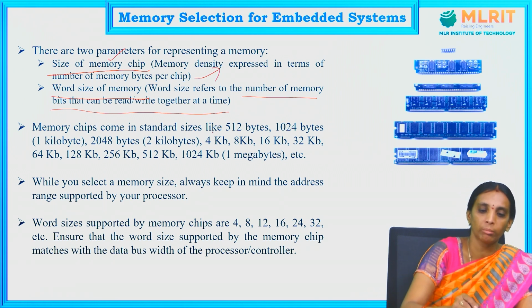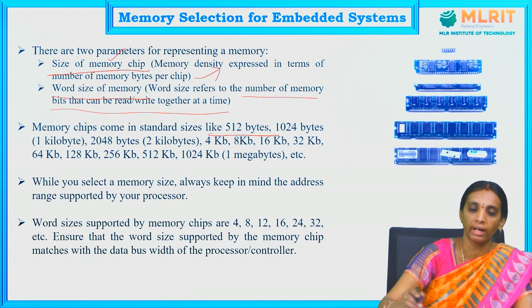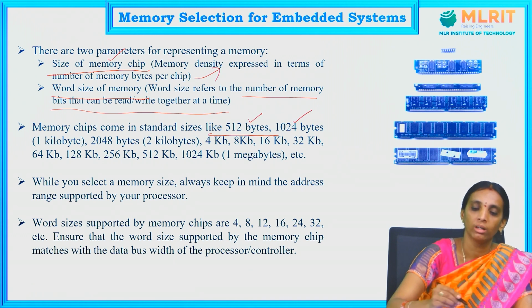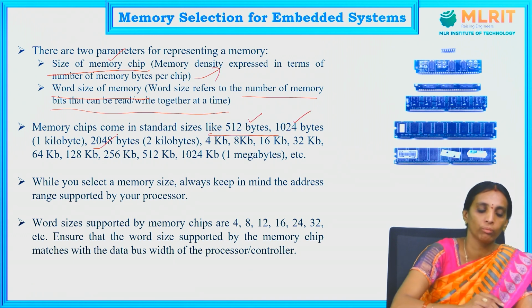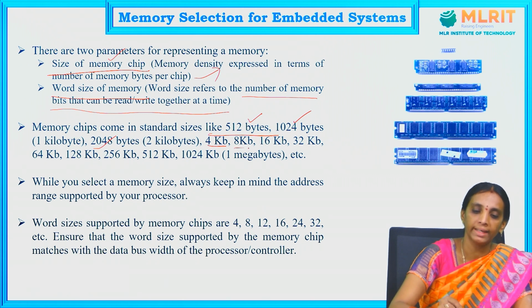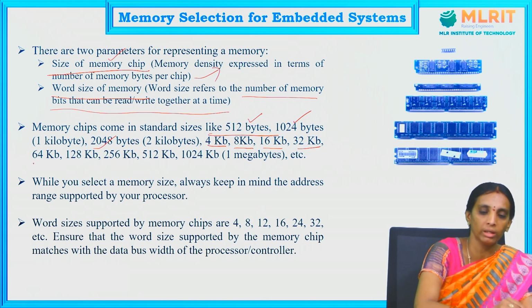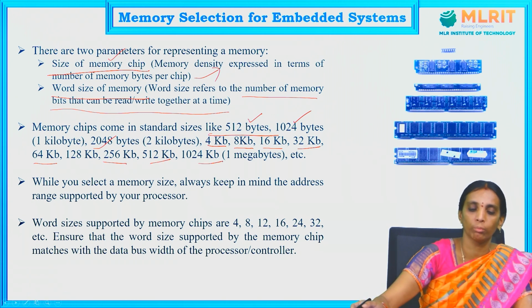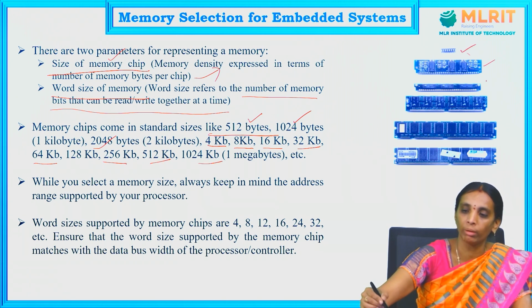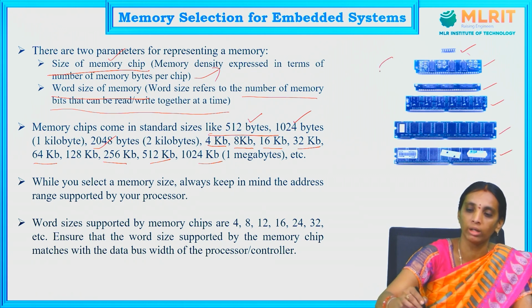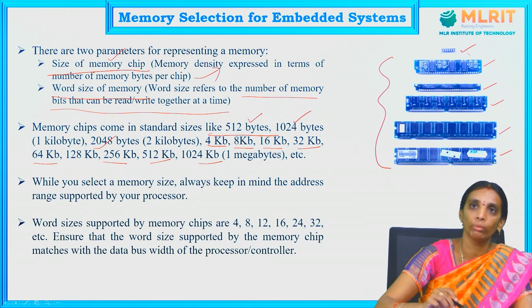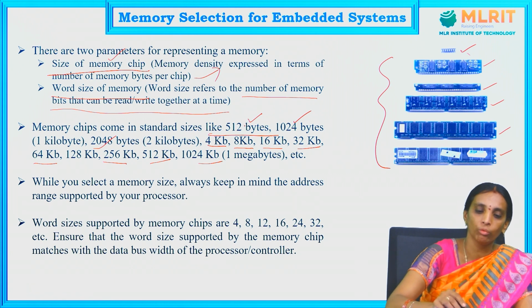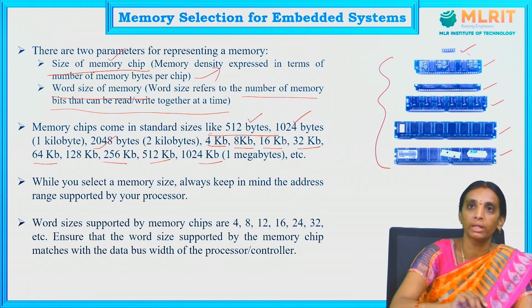So the memory chips can be in standard sizes like 512 bytes, 1024 bytes, 2048 bytes and 4 KB, 8 KB, 16 KB, 32 KB, 64 KB, 256 KB, 512 KB, 1024 KB. That means different sizes of memories are available for our selection. So we need to select which size will be suitable for our application or for our design, and based on that we can select one of these sizes.